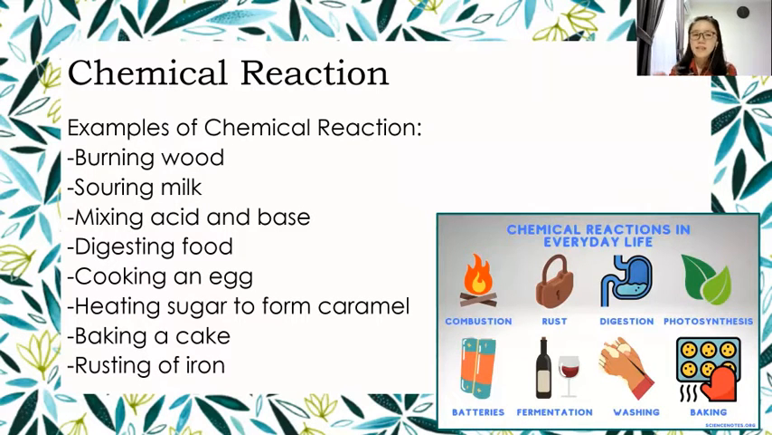Now we'll move on to the examples of chemical reaction in our daily life. First is burning wood, storing milk, mixing acid and base, digesting food, cooking an egg, heating sugar to form caramel, baking a cake, roasting of iron. If you look at it properly, these examples actually happen every day, a few times a day. While you didn't know about it, it's actually an example of chemical reaction.